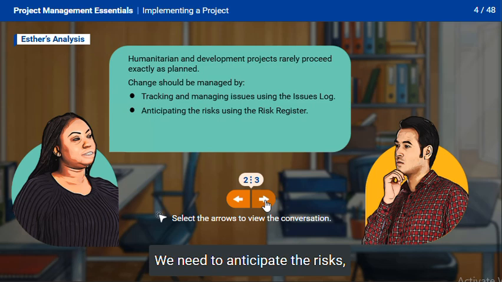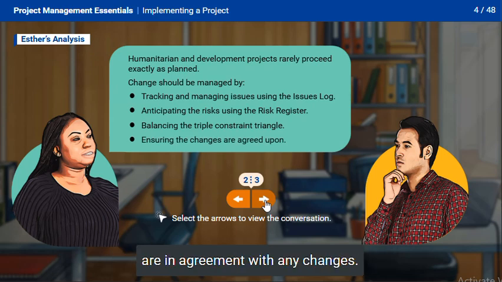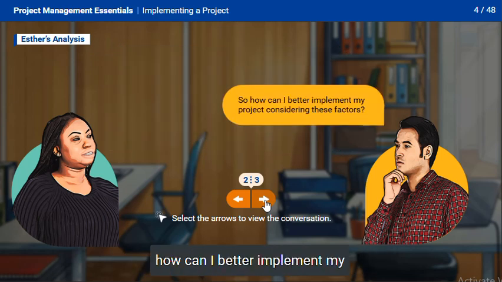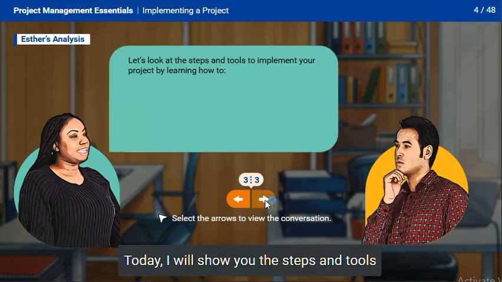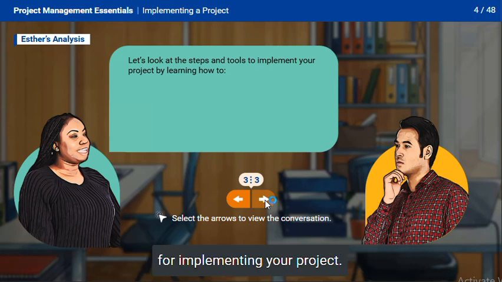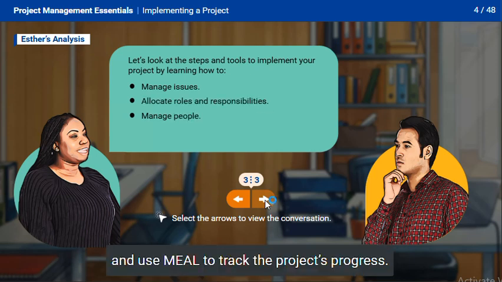We need to anticipate the risks, balance the triple constraint triangle, manage issues, and make sure stakeholders are in agreement with any changes. Okay, so how can I better implement my project considering these factors? Today, I will show you the steps and tools for implementing your project. We'll see how to manage issues, allocate roles and responsibilities, manage people, and use MEAL to track the project's progress.